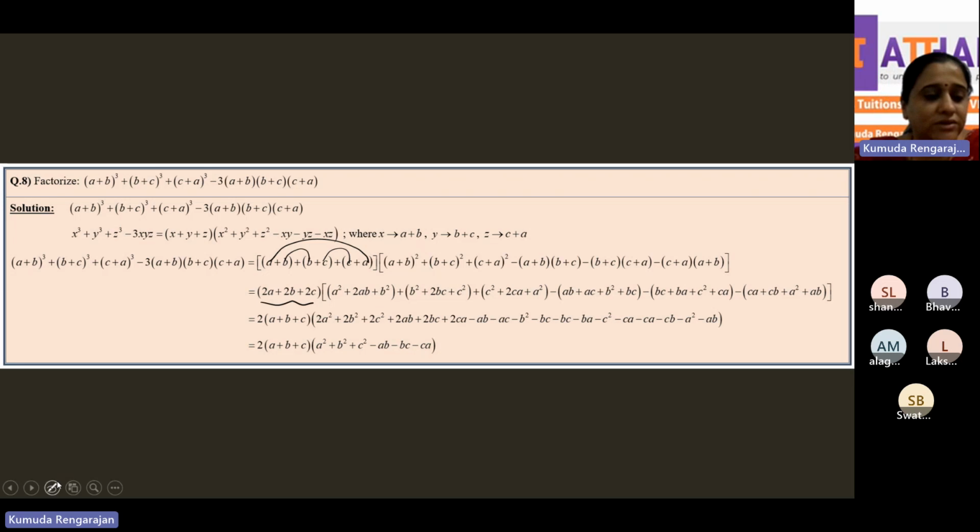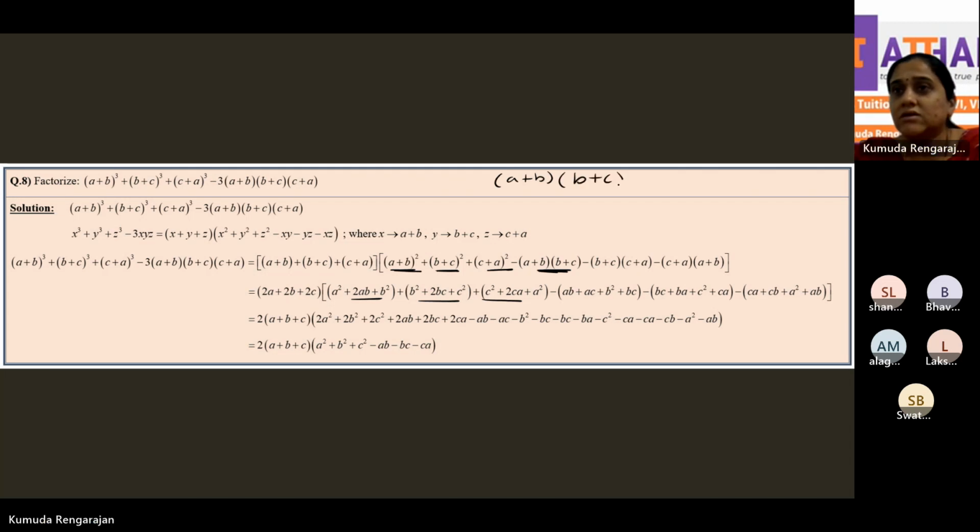All right. Now in the second one, you'll have to expand this. You all know what is (a plus b) the whole square, (b plus c) the whole square, (c plus a) the whole square. All of you know, right? Then how will you multiply? I'll just show you one multiplication. How to multiply (a plus b) into (b plus c). You multiply a into b, ab, a into c, ac, b into b, b square, b into c, bc.